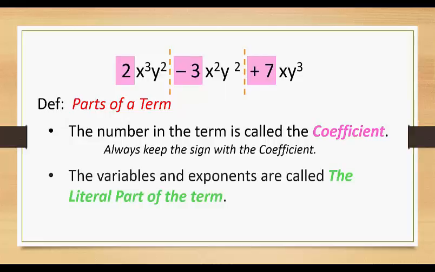The second part of a term is called the literal part of the term. Now, when you hear literal, you should think literary or library, which brings books to mind. And what are in books but words, and what are words made of but letters? So when we come to look at the literal parts of the term, we are looking at the letters and their exponents, or more formally, the variables and their exponents in the term.